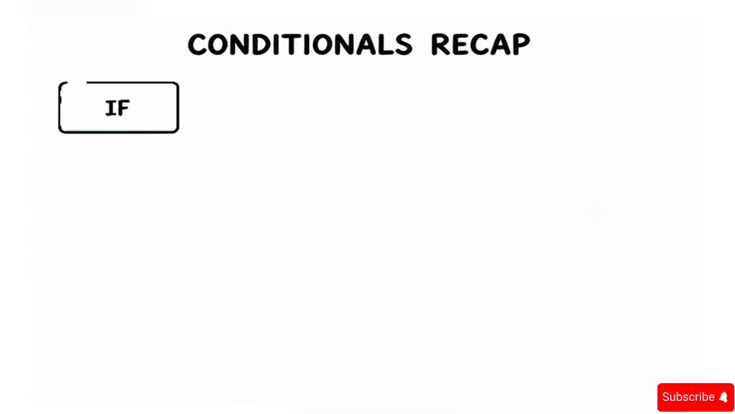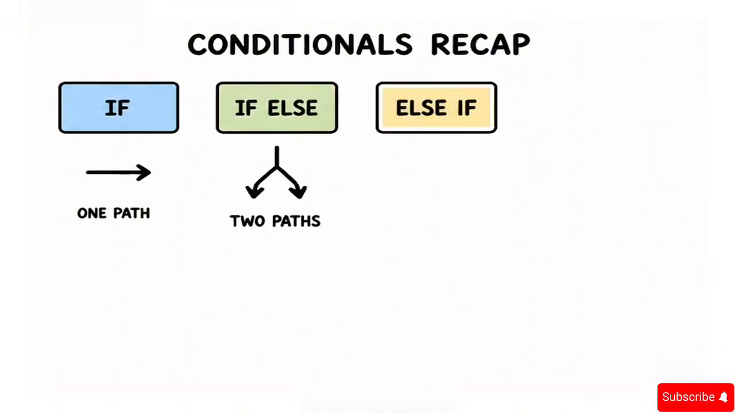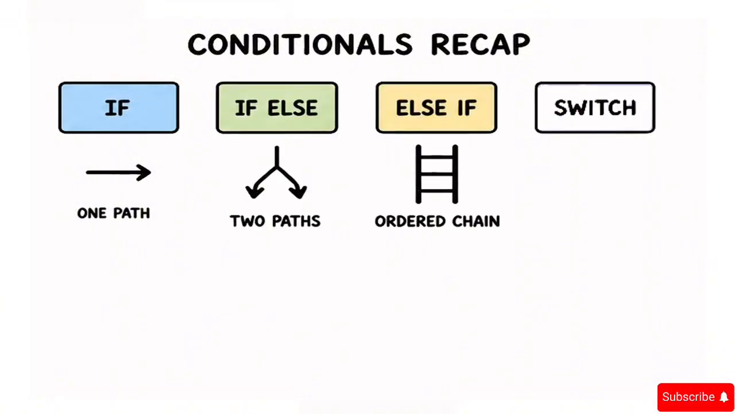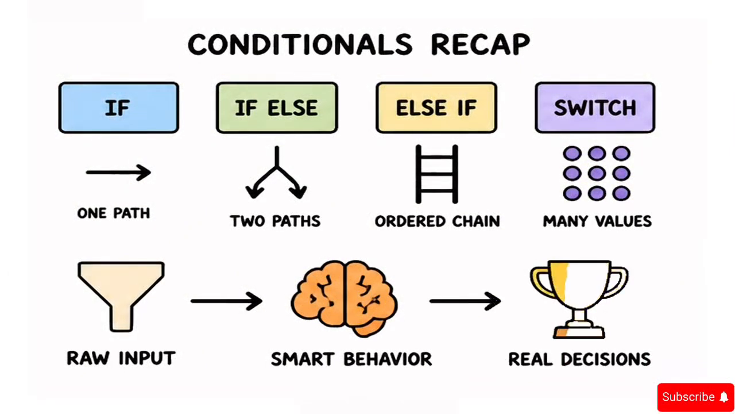To recap, use if for one path, if else for two, else if for ordered chains, and switch for many exact values. Conditionals turn raw input into smart behavior. Master them, and your programs start making real decisions.